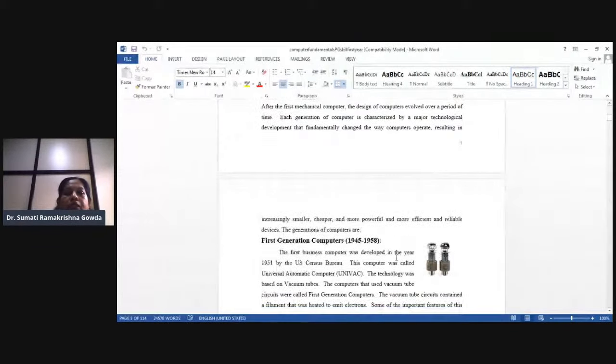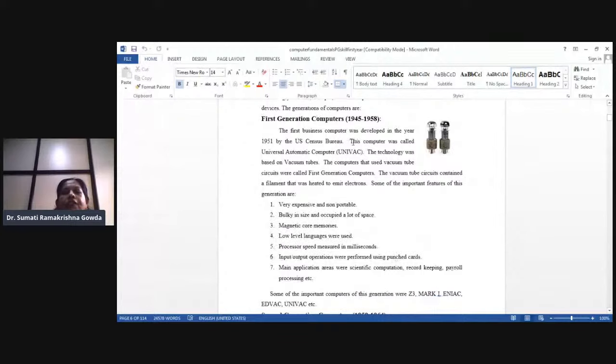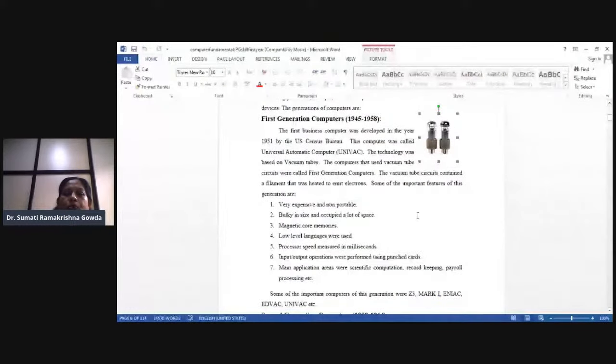First generation computers were from 1945 to 1958. During this time, the first business computer was developed in the year 1951 by the US Census Bureau. This computer was called Universal Automatic Computer, UNIVAC. The technology was based on vacuum tubes. You can see here, these are the vacuum tubes. These vacuum tubes were very large in size. The computers that used vacuum tube circuits were called first generation computers.